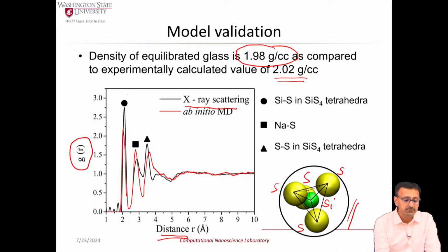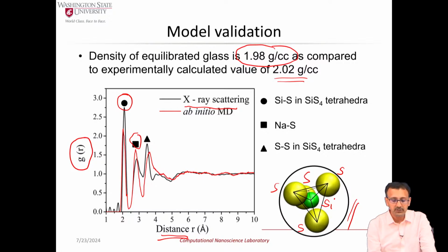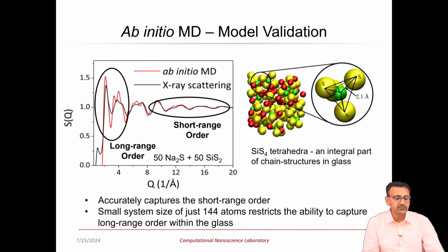So, there are distinct peaks for silicon-sulfur at about 2.1 angstrom, which is basically the distance between silicon and sulfur in this tetrahedral unit. It matches pretty well the location of that peak with the X-ray scattering data. There is another peak for the sodium-sulfur pairwise interactions, and then there is a third peak, the triangle here, for sulfur-sulfur. So, with this initial understanding, we took that data and converted it to structure factor space.